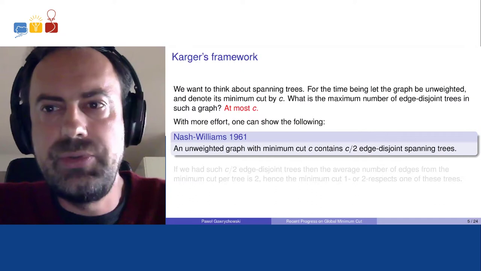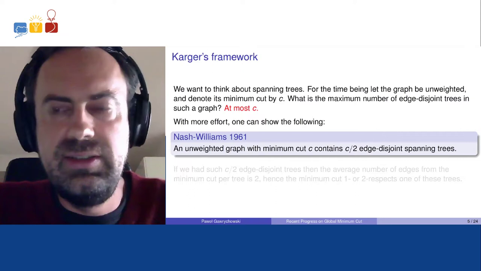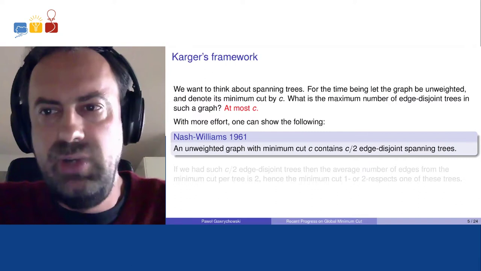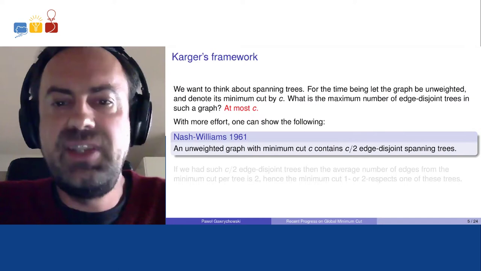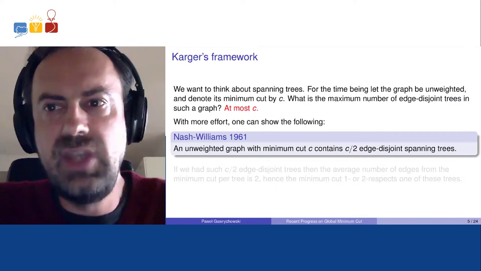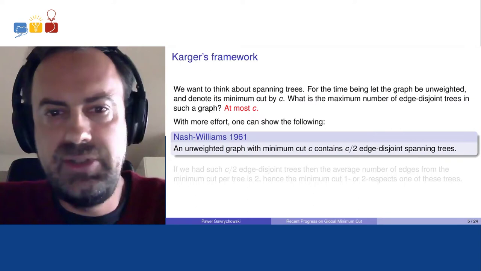So there is an old theorem by Nash-Williams from '61, and it was also proved by Tutte independently a few years earlier. And they show that if you have an unweighted graph with minimum cut C, then there always exists a collection of C/2 edge-disjoint spanning trees. So when you think about packing edge-disjoint spanning trees, then you can always find at least C/2 of them and at most C. You can never find more than C, okay?